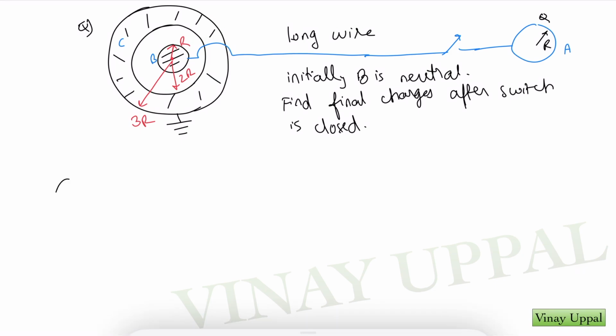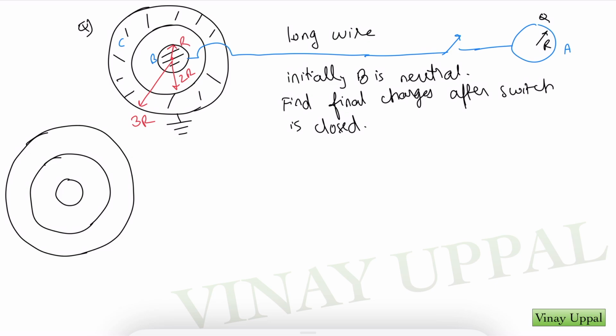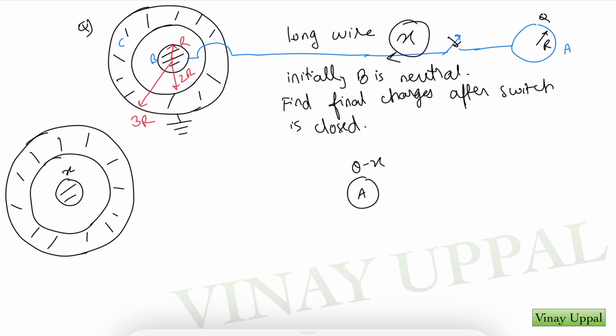Okay, so let's take a look at how we can solve this question. Once again I have been given two pieces of information: C is earthed, so that will be one equation, and because the switch is closed, the potentials of B and A have to be equal, so that will be another equation. So I should have two equations. Let's say X charge flows from A to B. So B will have charge X and A will have charge Q minus X.